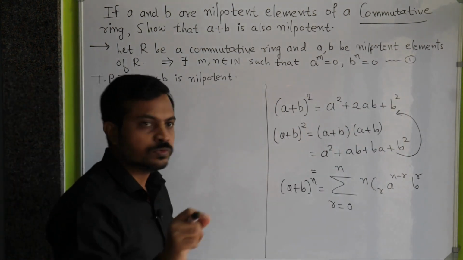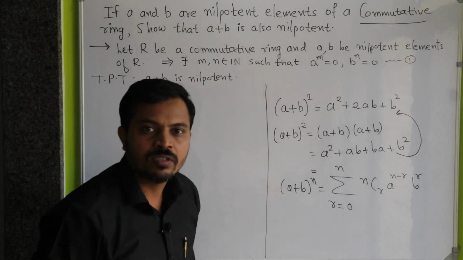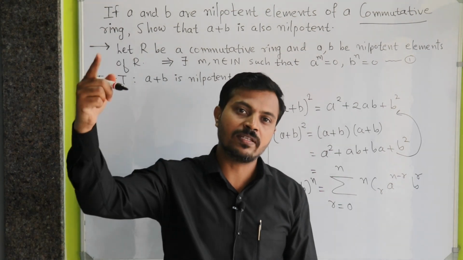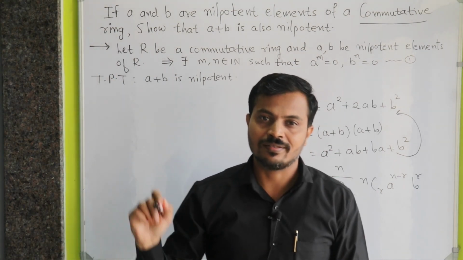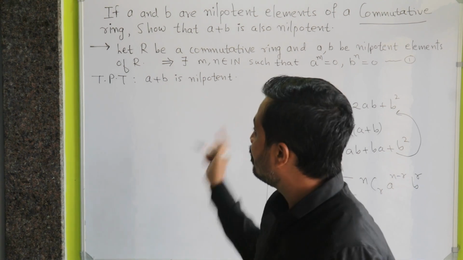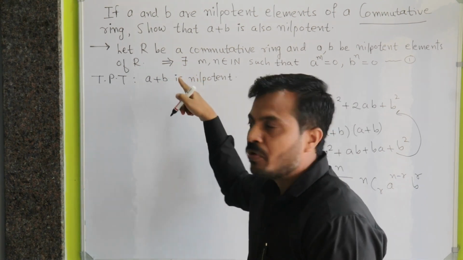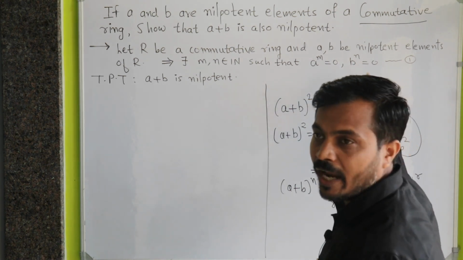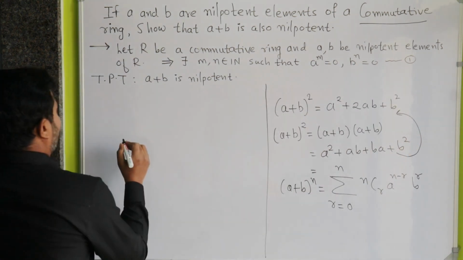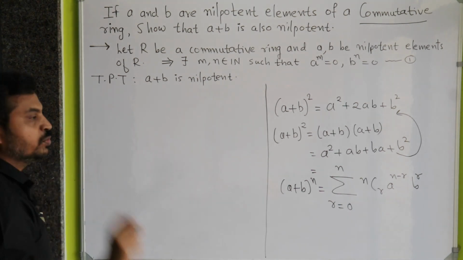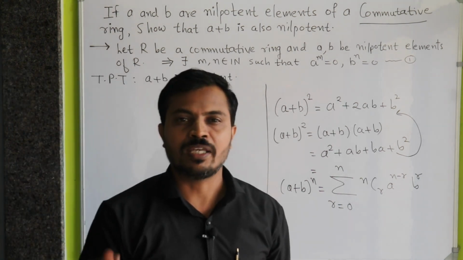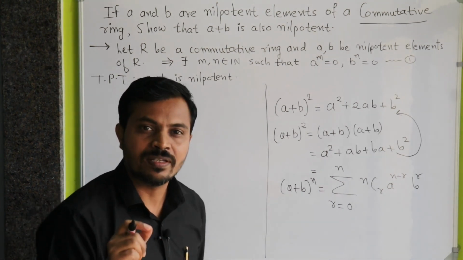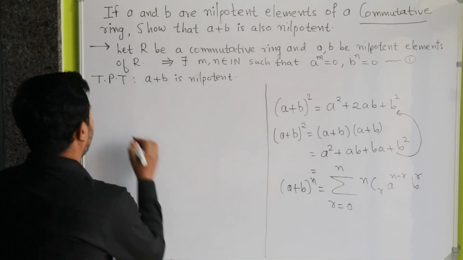Now in order to prove a plus b is nilpotent, we have to show that some positive integral power of a plus b is actually equal to 0. In this case, the power of a plus b we are going to take as the sum of the powers of a and b. So actually we have to prove that (a plus b) raised to m plus n is equal to 0. So I will consider (a plus b) raised to m plus n.